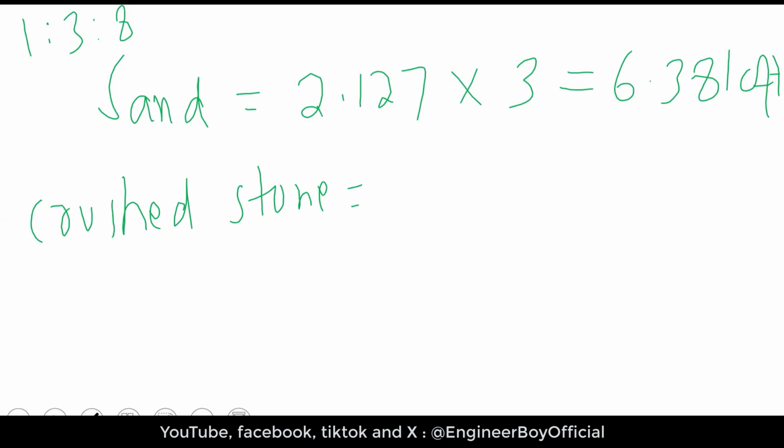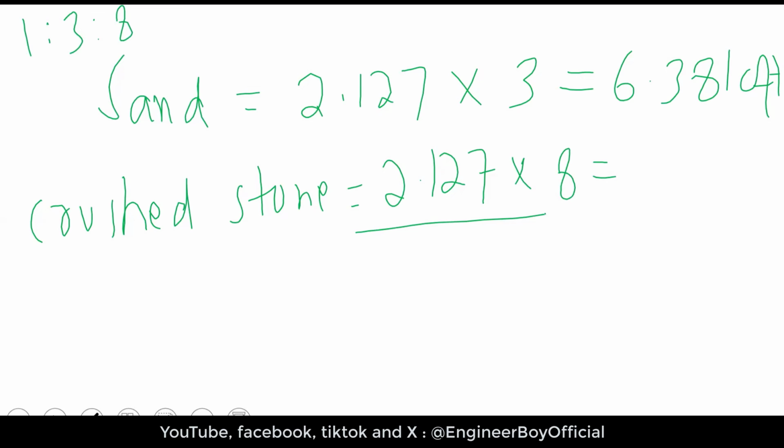Now, let's calculate the crush stone. We have cement, which is 2.127. Now, the ratio of crush stone is 6, so we will multiply that with 6. I'm not going to repeat those formulas, like the ratio of the material divided by the sum of ratio times the dry quantity of the material. This is just for kids. So we will use these simple things, times 6.